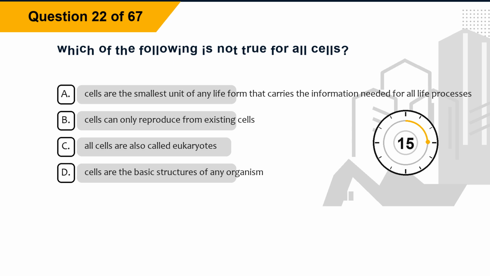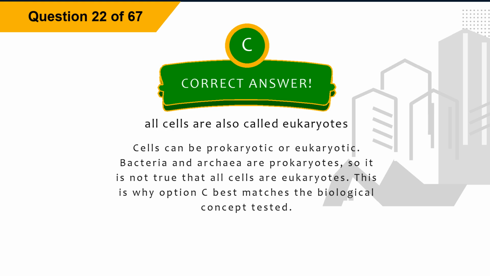Cells are the smallest unit of any life form that carries the information needed for all life processes. Option B. Cells can only reproduce from existing cells. Option C. All cells are also called eukaryotes. Option D. Cells are the basic structures of any organism. The correct answer is option C, all cells are also called eukaryotes.